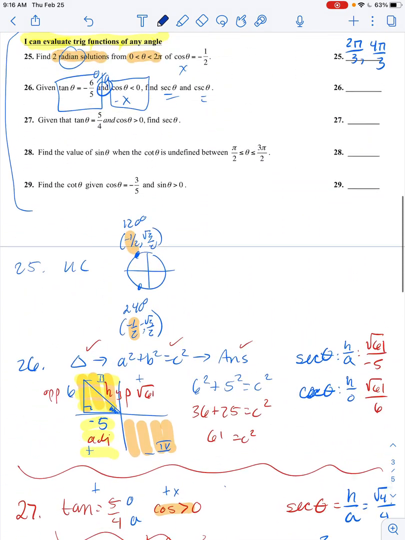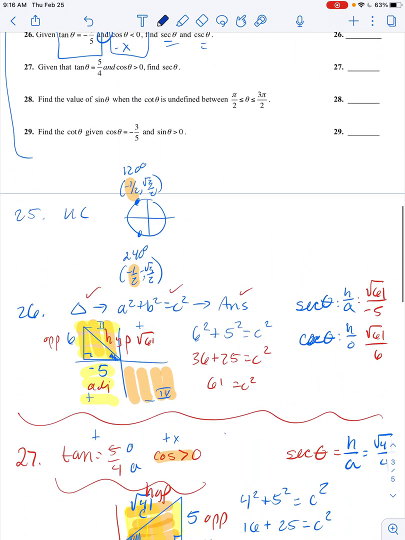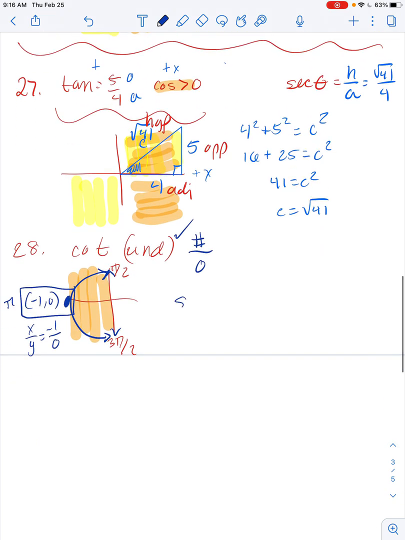And then what is it asking me to do in 28? Find the value of sine. Okay, so now I can't draw a triangle because it's right on one of the axes, but the sine is the y value and the y value is 0. So that one's more just a thinking process, and it's a little tricky as a result because it doesn't give you what you need for a triangle.